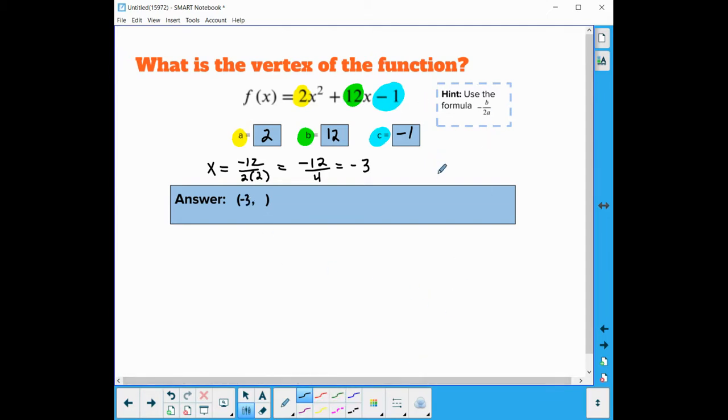To find the y coordinate, I'm going to take this function, and anywhere that I see x, I'm going to put in parentheses the x coordinate I just found. So it's 2 times negative 3 squared plus 12 times negative 3 minus 1, which I'm going to quickly put into my Desmos calculator using the parentheses and everything. And I got negative 19. So the y coordinate of my vertex is negative 19.